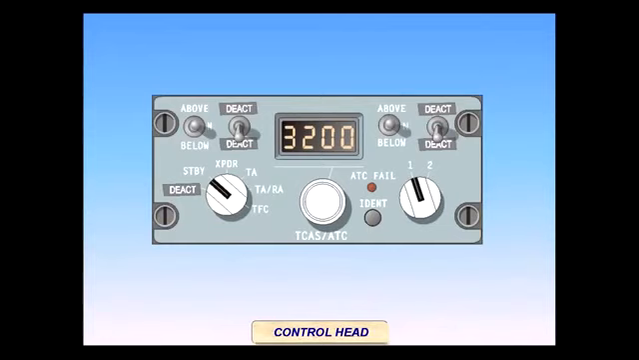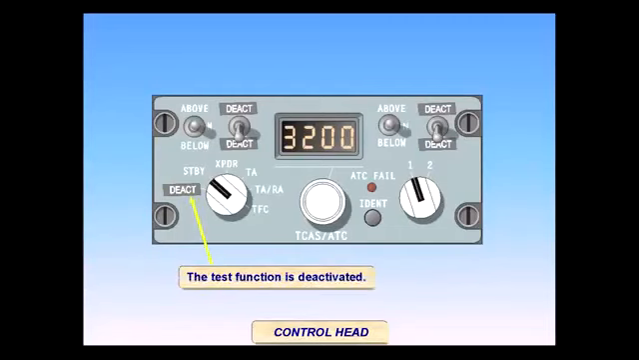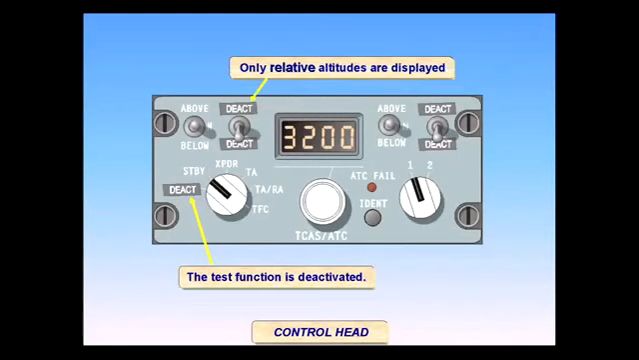This TCAS system runs continuous self-tests. Therefore, the test position on the mode switch is deactivated and no operator test procedures are necessary. The ability to switch between relative and absolute altitude readouts is also deactivated. Only relative traffic altitude is displayed on the nav display.